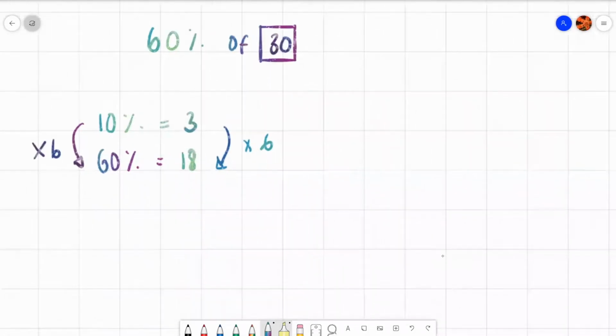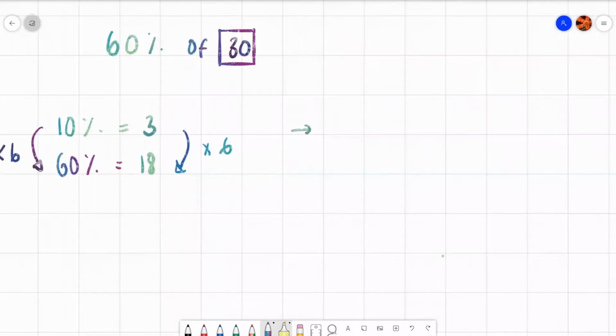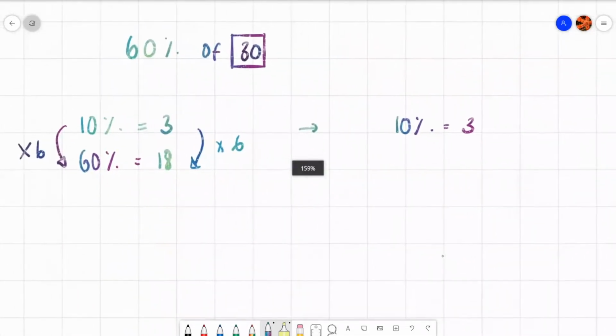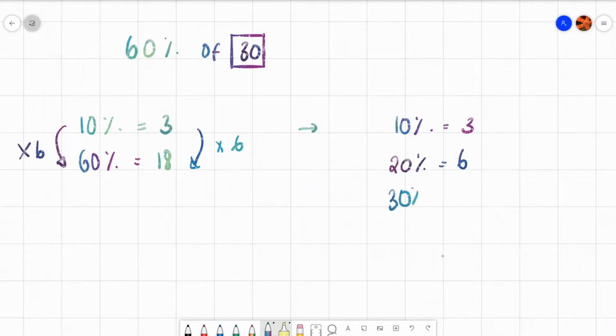Now, some people might not want to do this method, okay? Some people might want to work out 10% first, which is 3. Then people might want to say, well, actually, I want to work out, I don't know, maybe 20%. Okay, lots of different ways of working this out. I just double that, don't I? I get 6. Oh, and then have a look. I can work out 30% now because I can add these two together. 6 add 3 is 18.